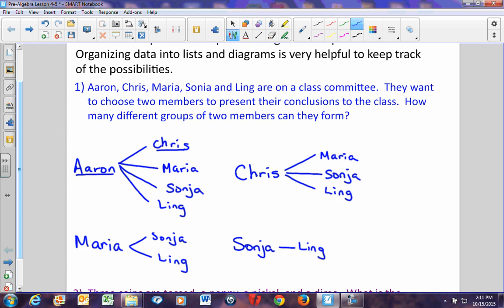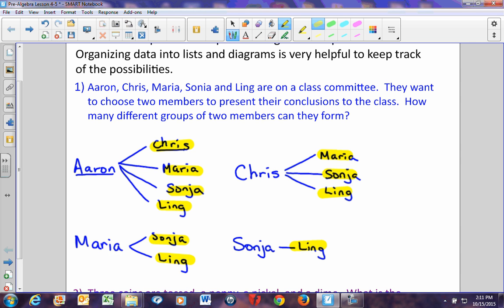So if we count this, we can see that we have 10 different pairings. 1, 2, 3, 4, 5, 6, 7, 8, 9, and 10. If we just look at this and figure out the pairings, we have 1 pairing, 2 pairings, 3 pairings, 4 pairings, 5 pairings, 6 pairings, 7 pairings, 8 pairings, 9 pairings, 10 pairings.